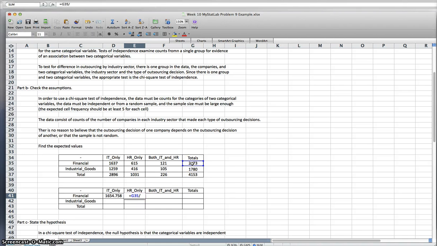Equals the row total times the column total, excuse me, that's times the total column, divided by our grand total. There we have that. One more time here, equals row times column divided by grand. Move on here, equals this row times column divided by grand. And we'll do that a couple more times.